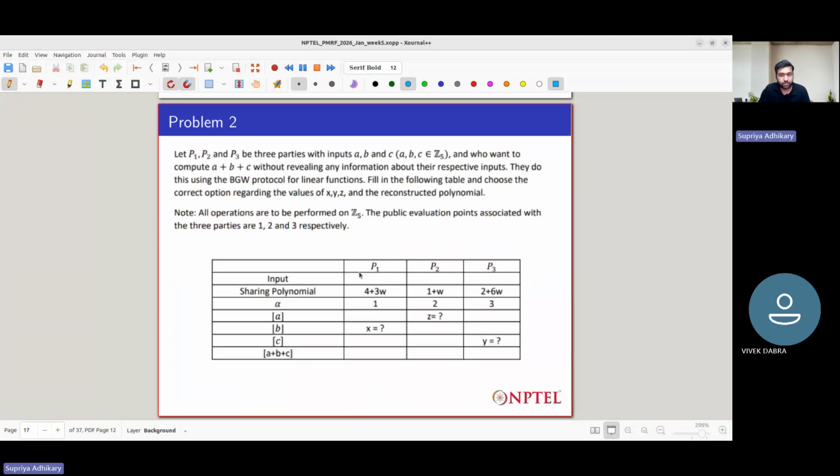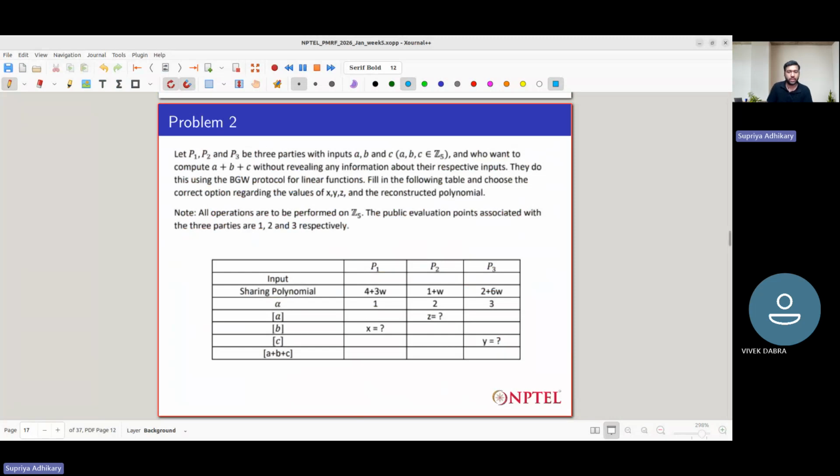Okay, so now in problem 2, we have 3 parties, P1, P2, and P3, and each of their inputs are A, B, and C, which are inputs from Z5. They want to compute A plus B plus C without revealing any information about their respective inputs. They use the BGW protocol for linear functions. Fill in the following table and choose the correct option regarding the values of X, Y, and Z.